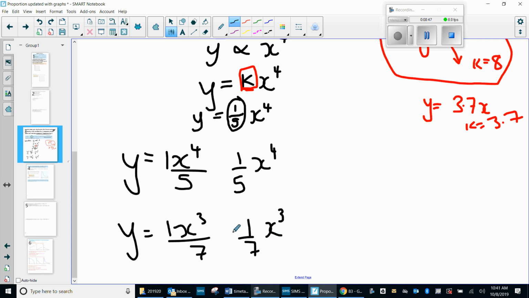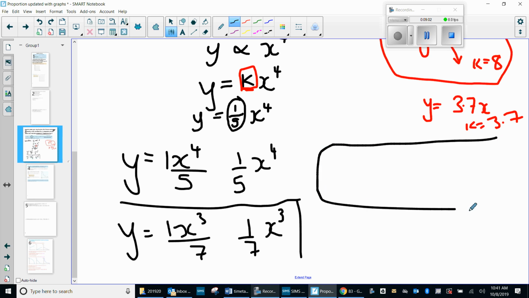It can go next to the 1, or it can just go after the fraction. Yes, these are different. This is a different example. Okay, I'm trying to do as many examples as possible to try and help you. Now, if I had y equals 2x to the power 5 over 9. Okay? Another example.